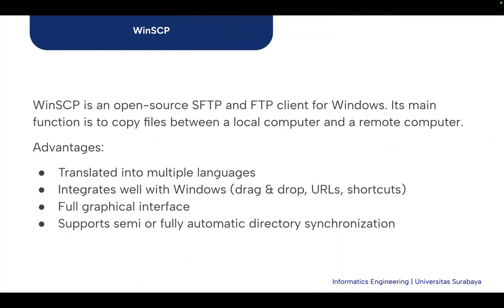And then this is WinSCP. WinSCP is the open source SFTP and FTP client for Windows. Its main function is to copy files between client and server computers. The advantages are that it is translated into multiple languages and it integrates well with Windows. You can use several features such as drag and drop, URLs, and shortcuts, and it has a full graphical interface. So don't worry if you are not familiar with the terminal interface. WinSCP uses a full graphical interface, and it also supports semi or fully automatic directory synchronization.